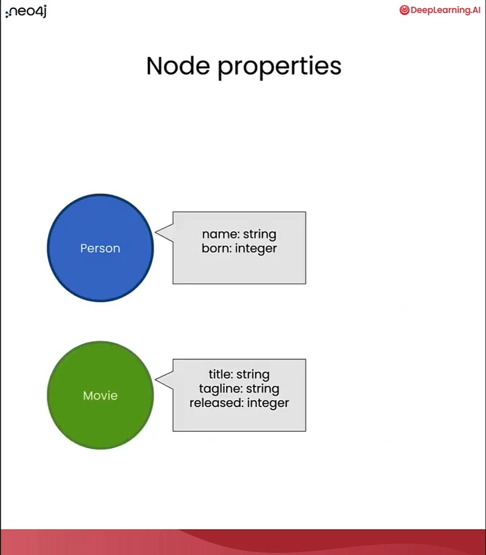For both of those nodes, the persons and the movies, we know that they have properties. The properties that are available for the person are that they all have names. And they also have a born value, which is just the year that they were born as an integer. The movies have a title and tagline, both as strings, and they also have a release date, also just an integer for the year the movie was released.